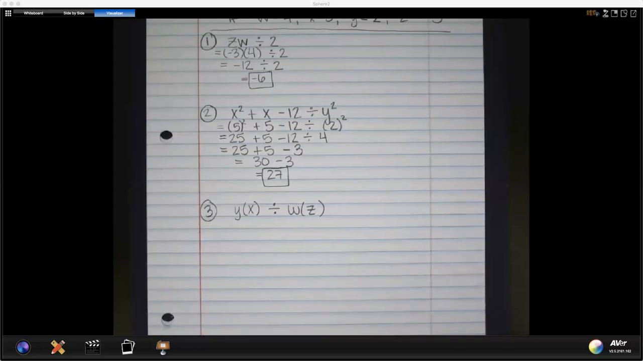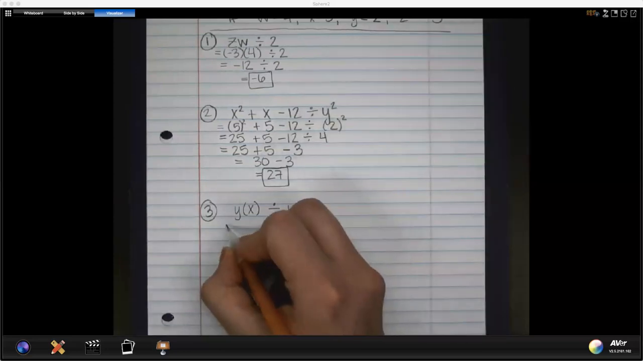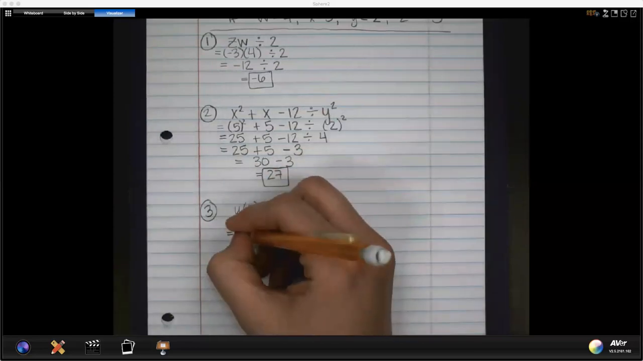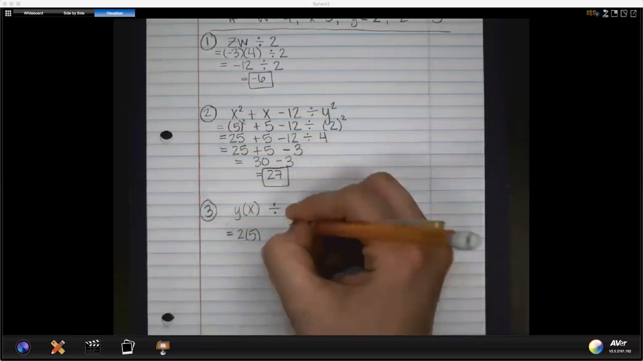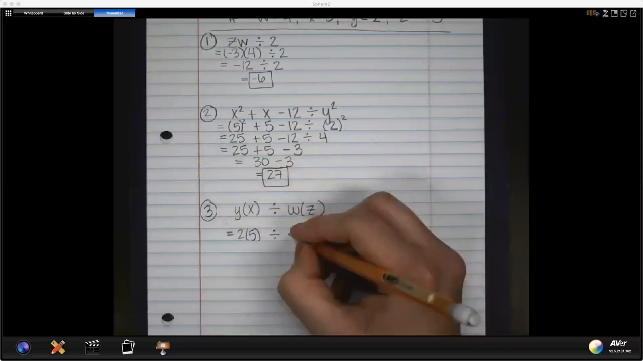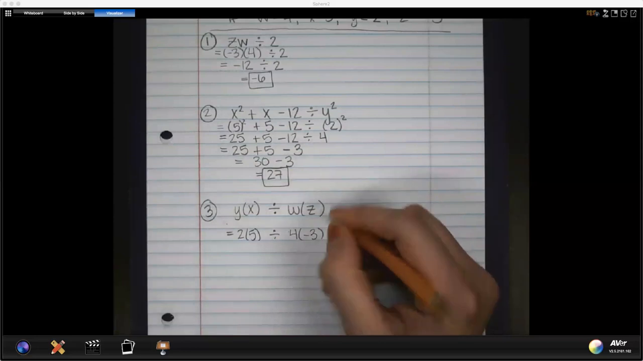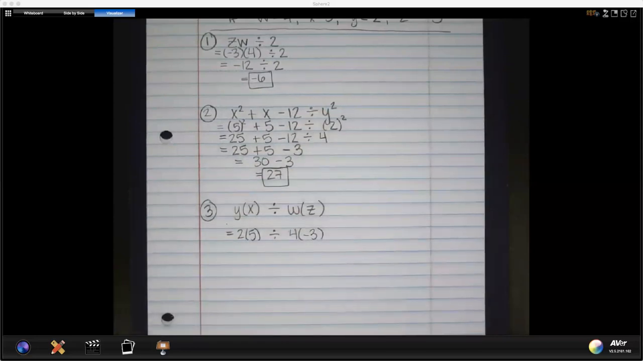Okay, so let's first substitute in our values. So we have 2 times 5 divided by 4 times -3. Okay, anyone like to offer up what they believe the answer is?